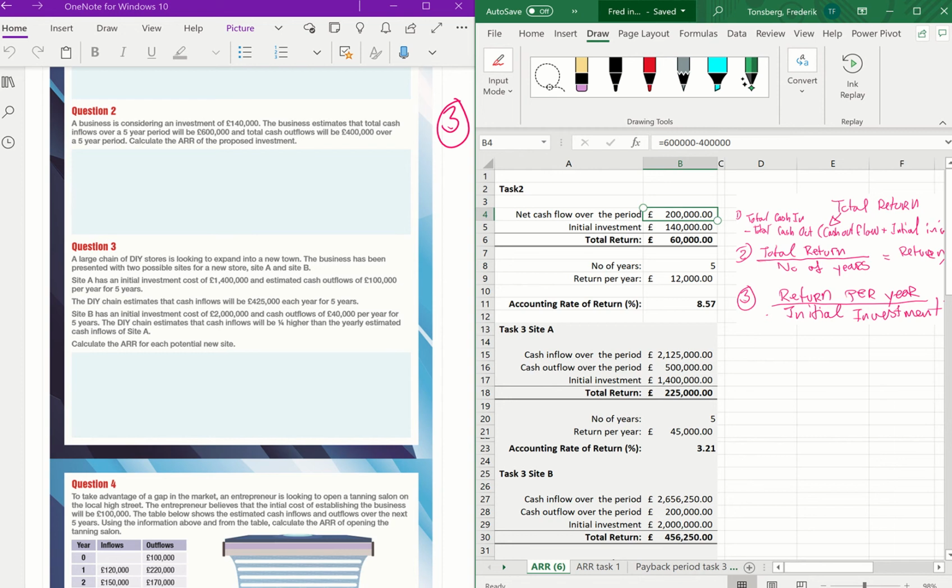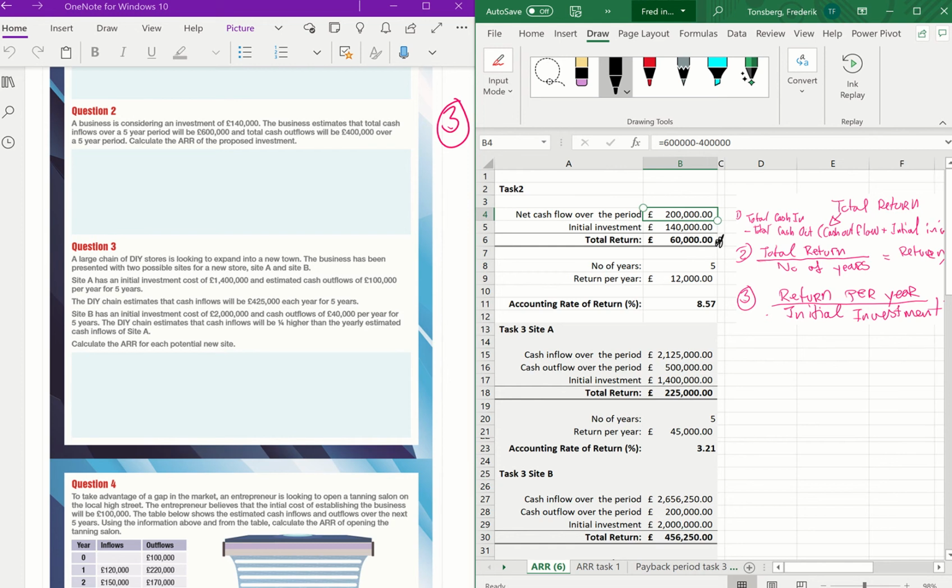So we've got 200,000 net cash flow. We have got an initial investment of 140,000, so that flows out of the business. So the total return is going to be all of the net cash flow we have made, so all of the money we have made minus the initial investment. And so that will give us £60,000 total return on doing this. So it actually makes sense to make the project, because it basically says we're going to make £60,000 if we do this project.